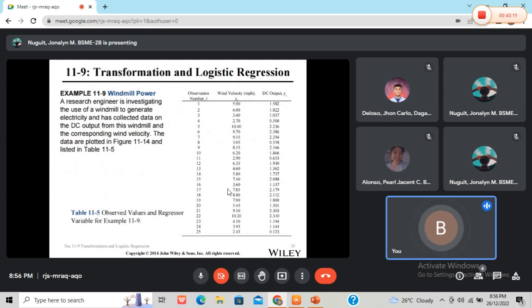Here is example 11-9, windmill power. A research engineer is investigating the use of a windmill to generate electricity and has collected data on the DC output from this windmill and the corresponding wind velocity. The data are plotted in figure 11-14 and then listed in table 11-5. So we can see the observation number i, then wind velocity in mph, x sub i, and DC output y.